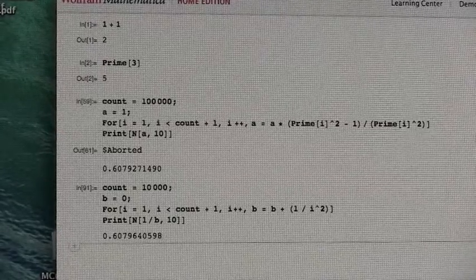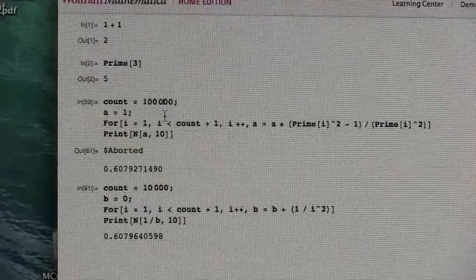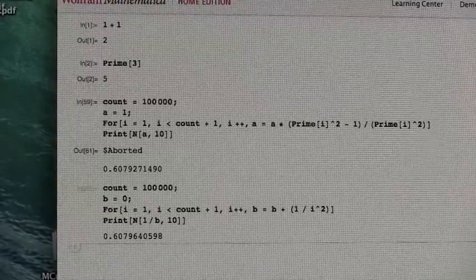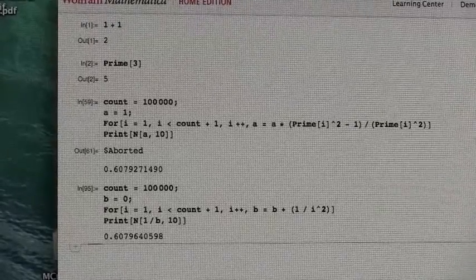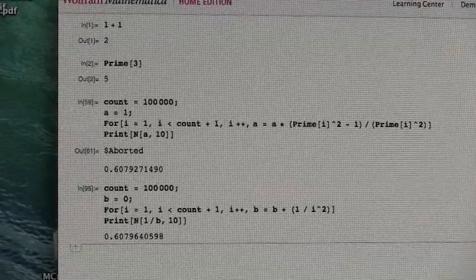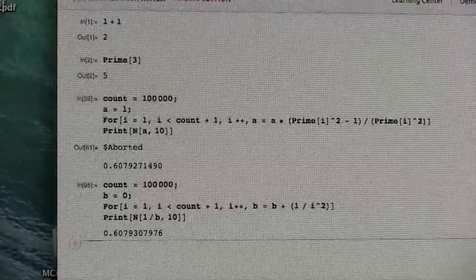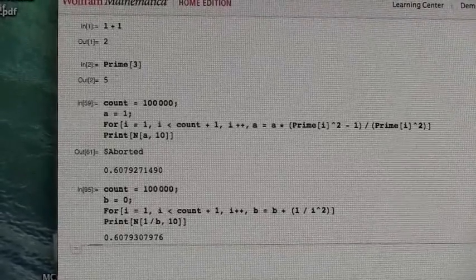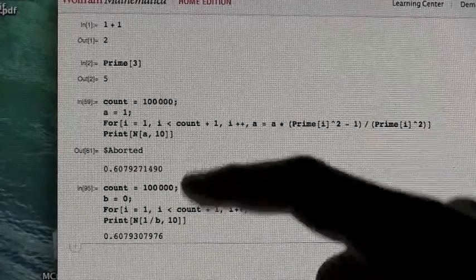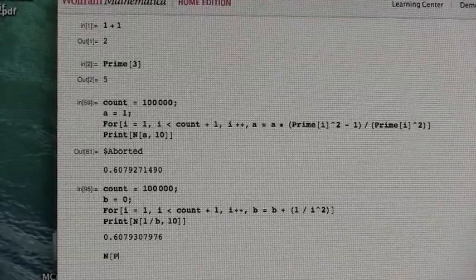627, 964 instead of 27. Yeah. For the first 100,000, I think this one will be able to evaluate the first 100,000. Hopefully. It might take a while, but let's listen. Oh, there it is. 0.60793. So these two numbers are starting to get very close to each other. Yeah, it's 0.60792.